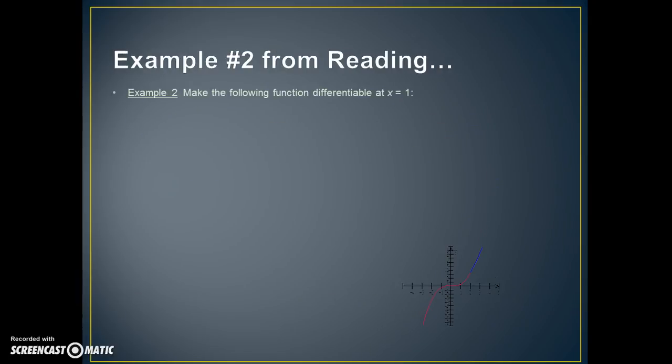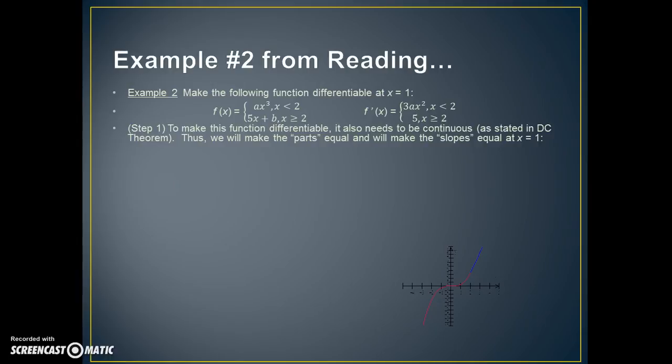Example 2 from the reading. Make the following function differentiable at x is equal to 1. We've got the function f of x, which is ax cubed when x is less than 2, and 5x plus b when x is bigger than or equal to 2. And I go ahead and give you the derivative, which is 3ax squared when x is less than 2, and 5 when x is bigger than or equal to 2. We'll be able to find those derivatives using the power rule soon enough.